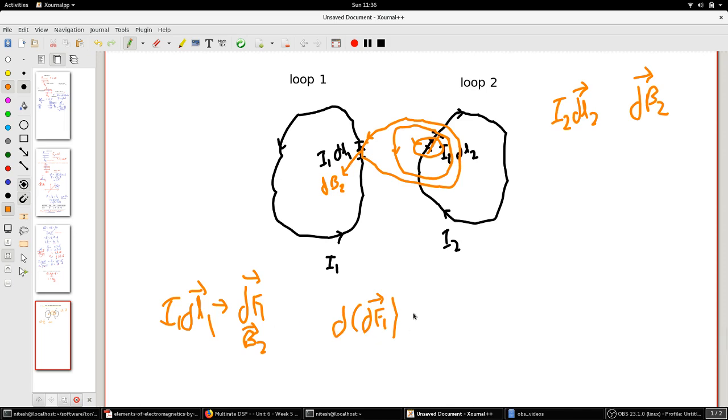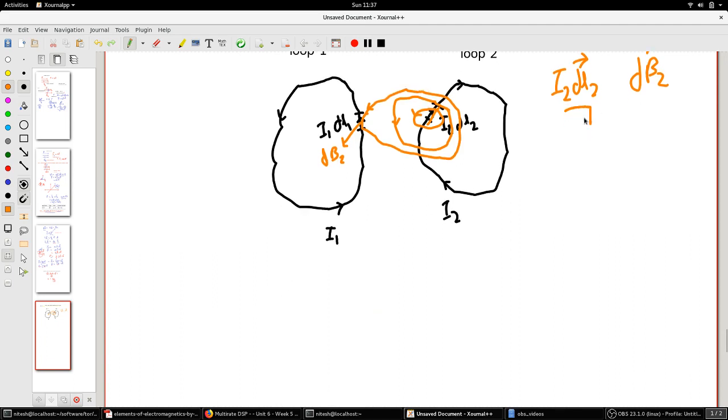Okay, so let's just clear some scenarios here. dB2 is the magnetic field due to the I2 dl2 current element. If B2 is the magnetic field because of this current loop, because of this complete loop 2.